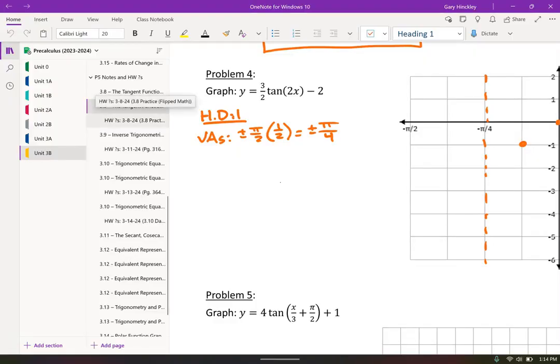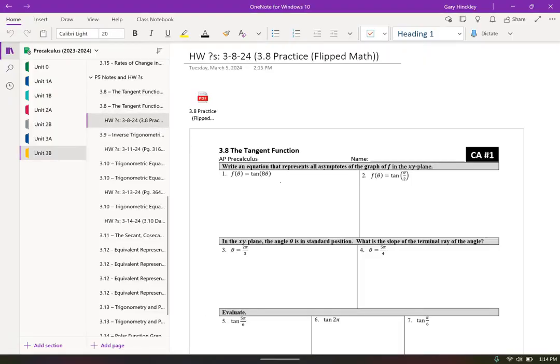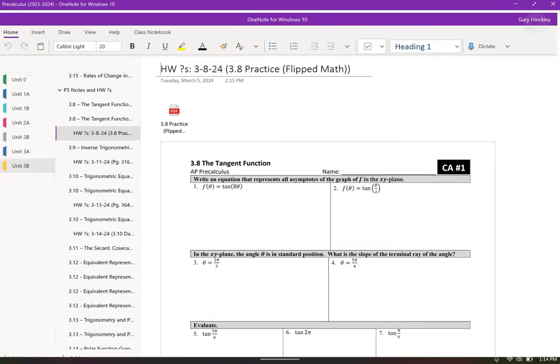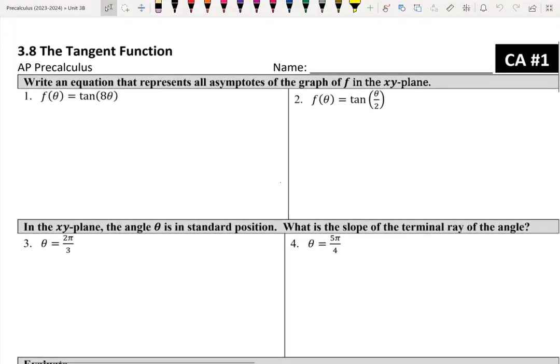Okay, before we go, I wanted to just mention something on our worksheet that I handed out. Just looking at the time, so I just want to mention this. So if you look at this real quick, notice problem 1, problem 2, they're saying write an equation that represents all asymptotes of the graph. That's what we've been doing, right? Finding that equation for all vertical asymptotes.